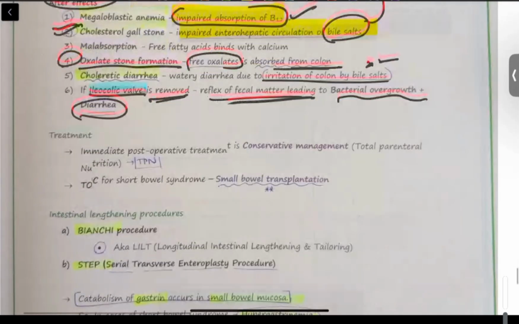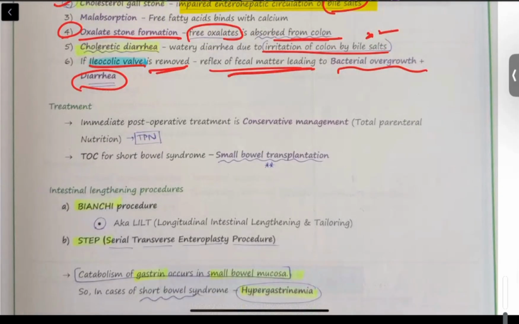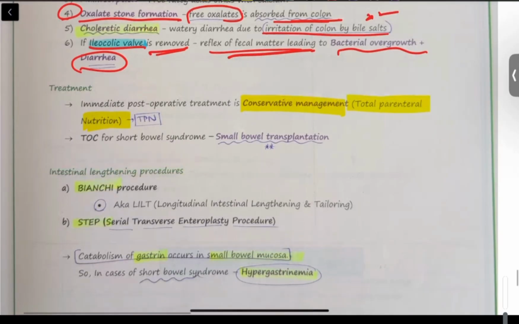So in case of short bowel syndrome, what is the immediate treatment? Immediate treatment is conservative management. Instead of giving food through the gut, give it through parenteral nutrition, through IV fluids. And then the treatment of choice is small bowel transplantation, that is, transplanting the small bowel from someone else.